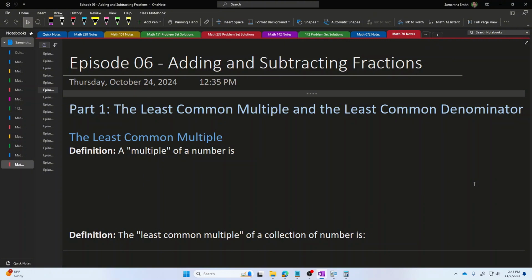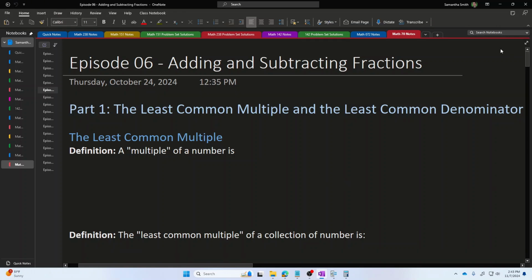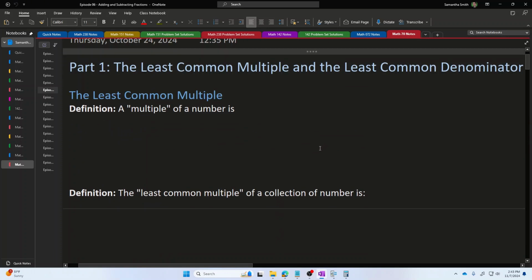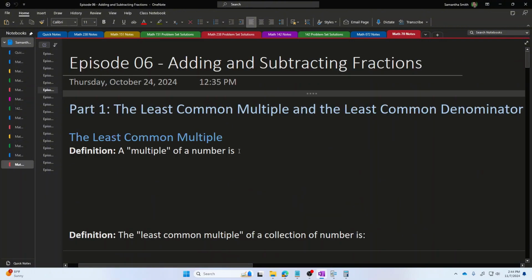Now, before I can talk to you about addition and subtraction, there is another little thing that I need to talk to you about. And I need to talk to you about what is sometimes called the least common multiple. When someone uses that word multiple of a number, they're talking about something that you can get by multiplying that number by something else.